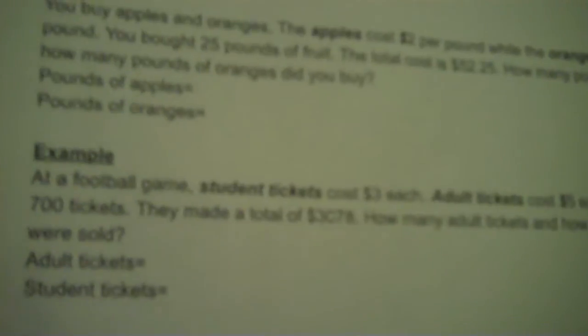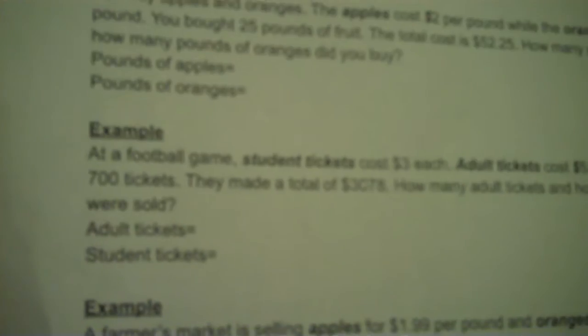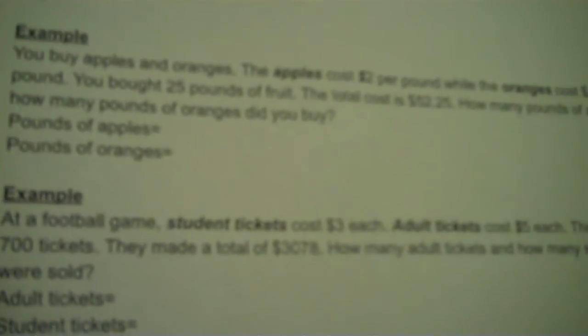Okay, at a football game, student tickets cost $3 each. The adult tickets cost $5 each. The school sold 700 tickets. They made a total of $3,078. How many adult tickets? How many student tickets were sold? So adult tickets and student tickets. So I got adult tickets, student tickets bought together at a price. So that's 3 units of measurement that are important in this problem.